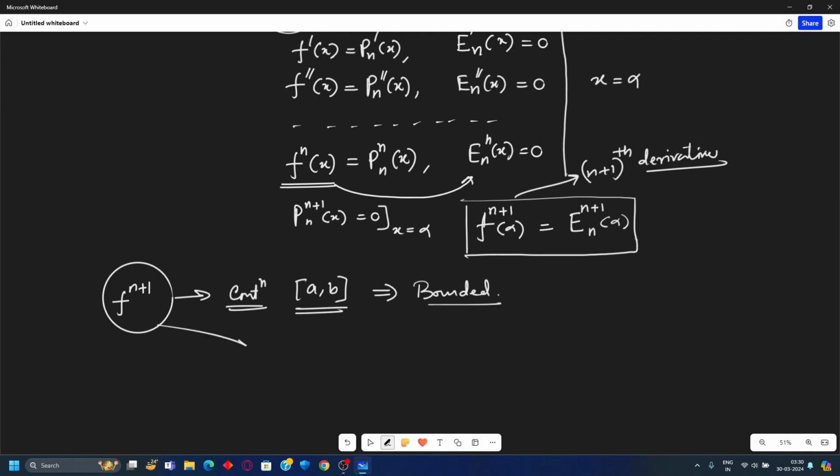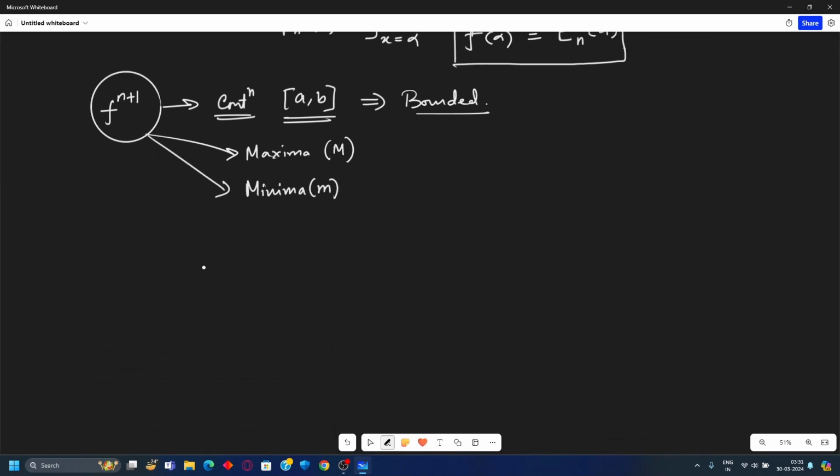Bounded means the function f n plus 1 must have maxima, capital M, and minima, small m. Correct? So it has a maxima and minima. So for all x, can we write in this way? Let's see. For x over the interval a comma b, small m is smaller than or equal to f n plus 1 of x, which is smaller than or equal to capital M, where small m is the minima and capital M is the maxima.